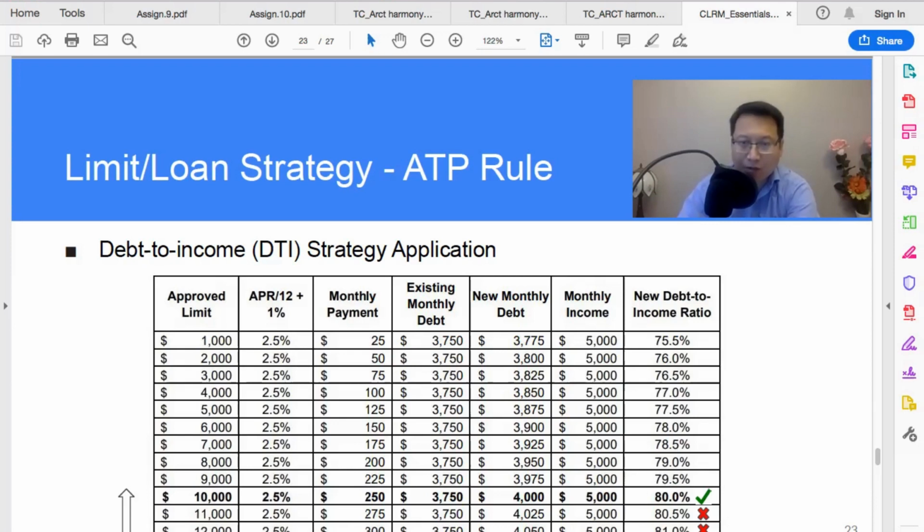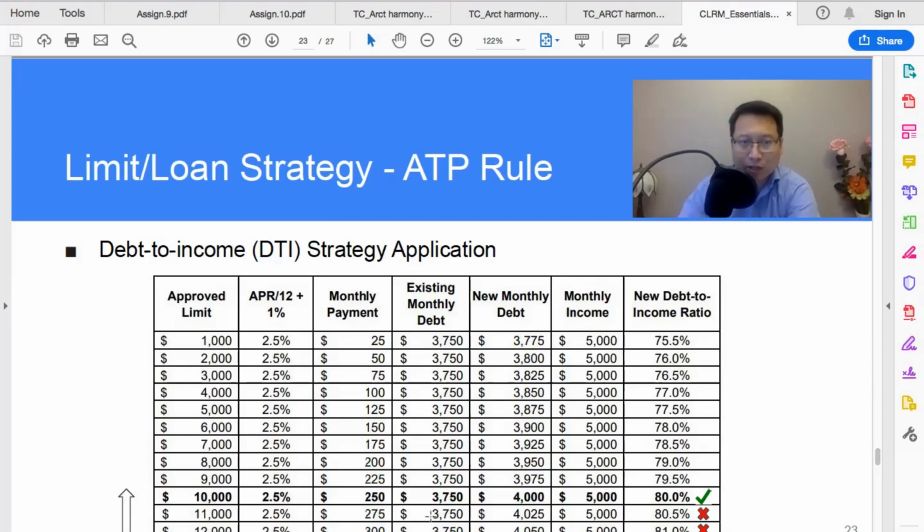So no, we cannot assign $12,000. So then let's lower the assigned limit by 1,000 to 11,000, right? So we repeat the process. So the only thing changed here is the monthly payment that will be lowered by $25 to $275, right? Plus existing debt. The new monthly debt is $4,025. Income no change, right? You calculate the new debt to income ratio. That's 80.5%. That's still above 80%.